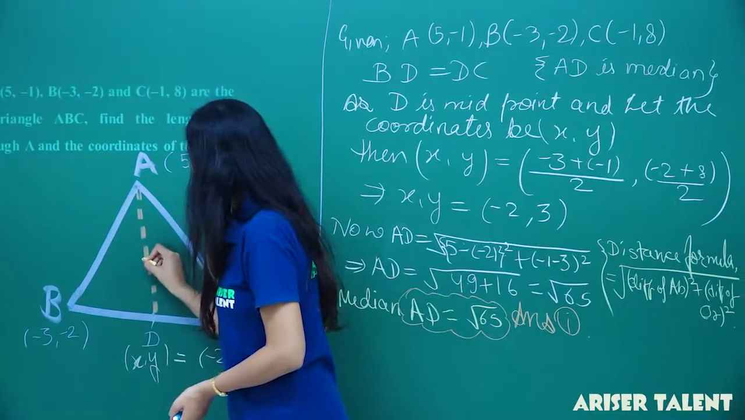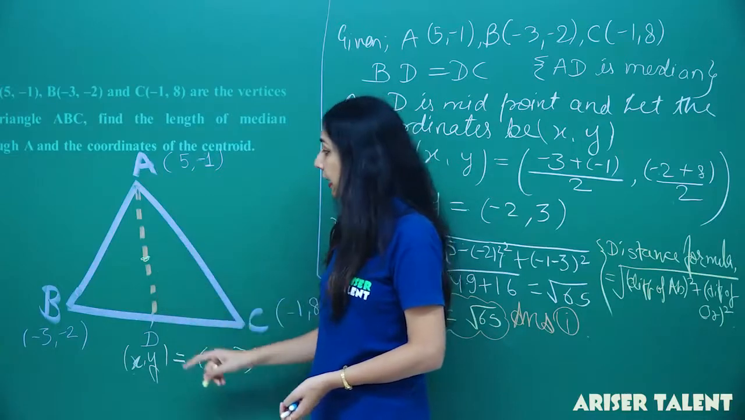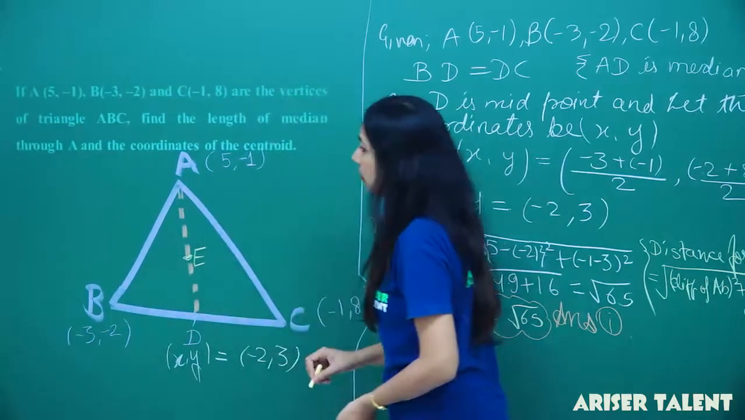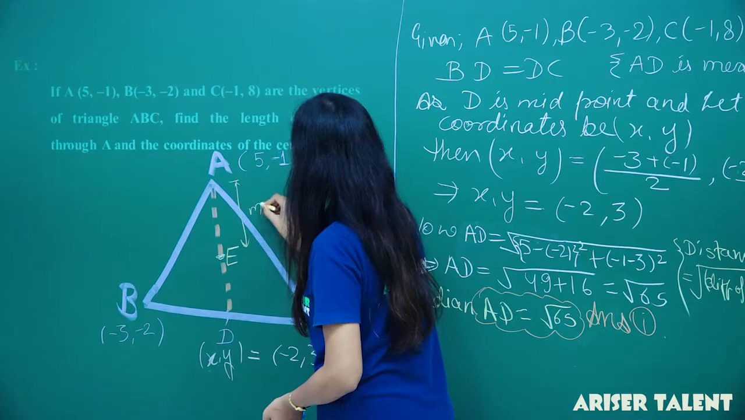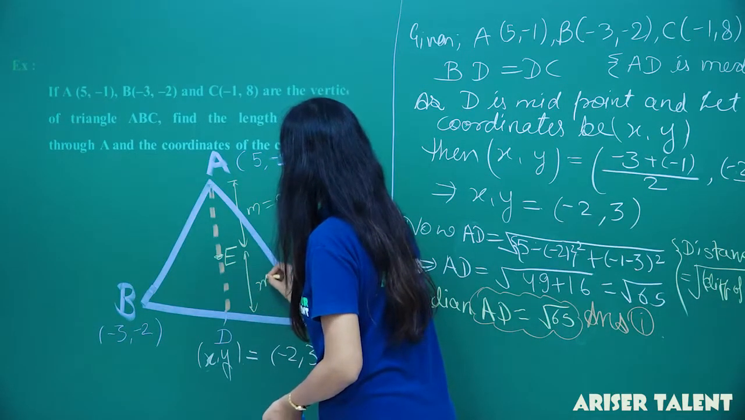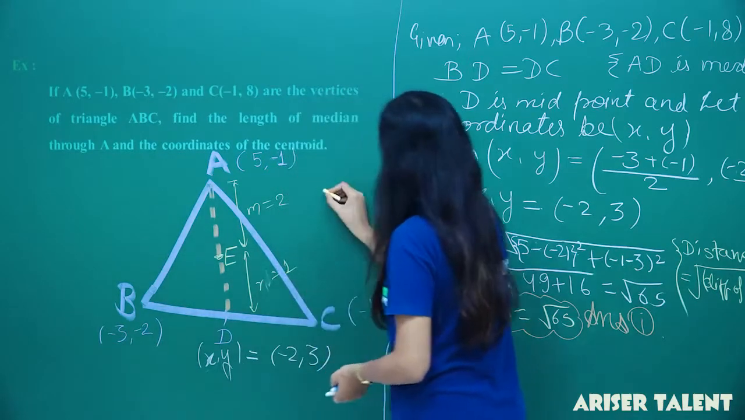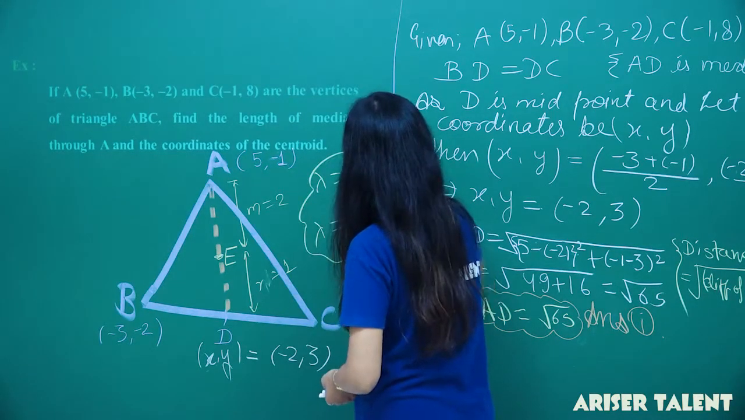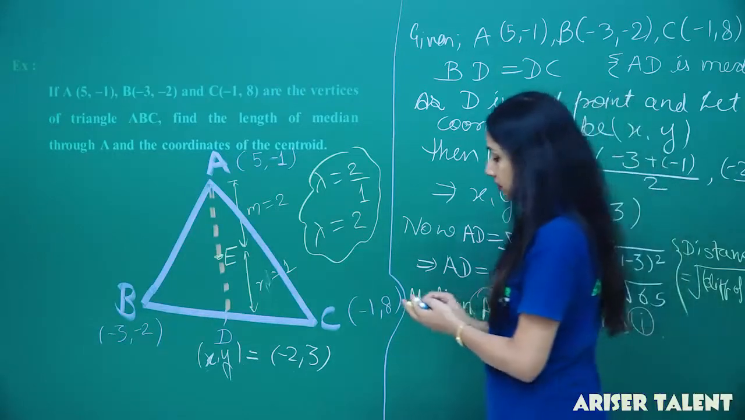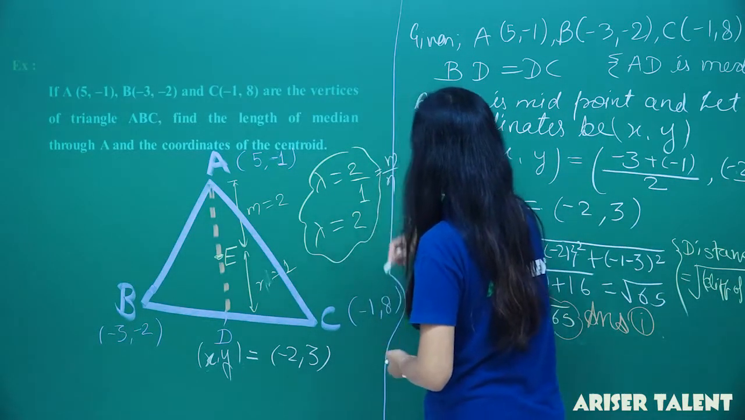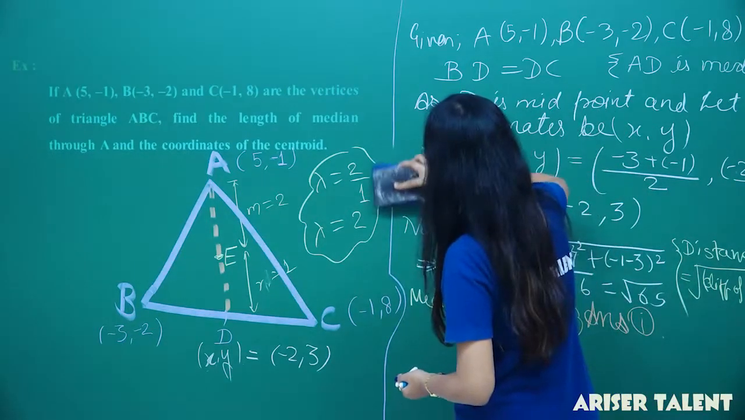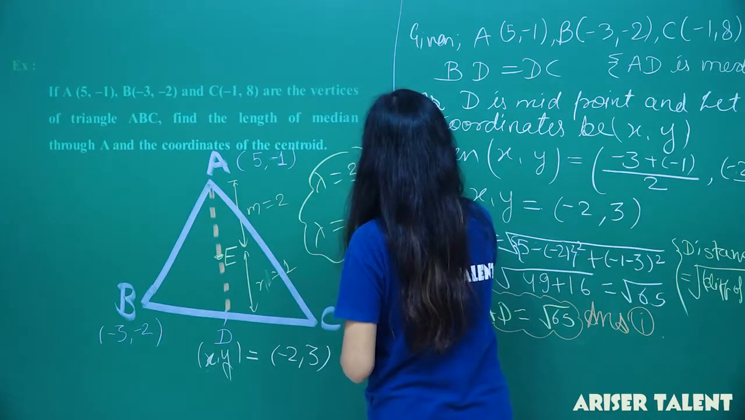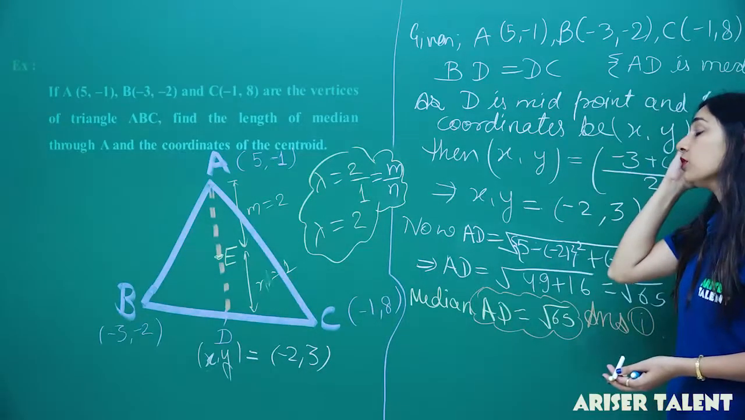Now, the centroid, let's call this centroid E. Here m will be equal to 2 and n will be equal to 1. So lambda will be equal to 2 by 1, that is 2. Lambda equals m by n.